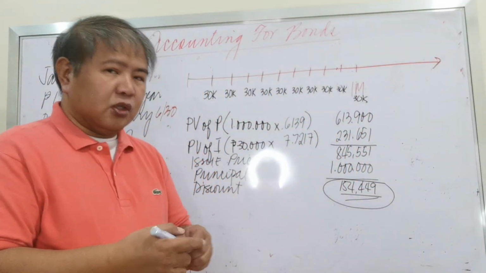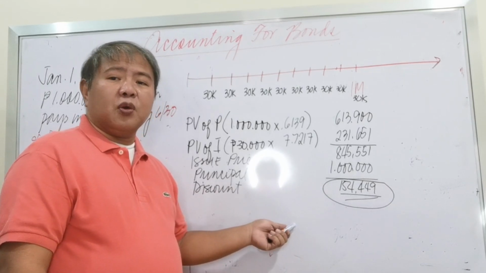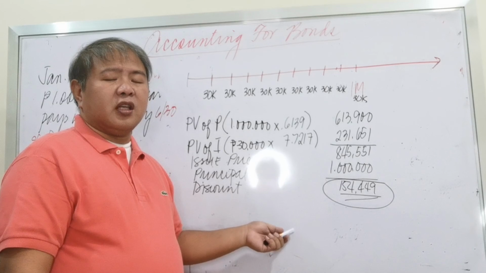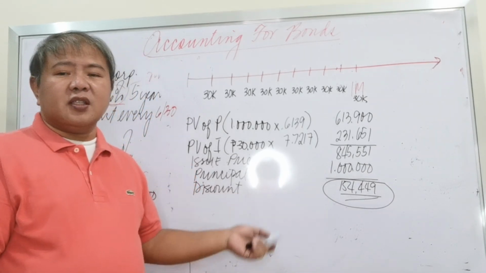Okay, so this is the simplest example for bond transactions. Okay, it can be complicated as we go along. Okay, so this is it for now.